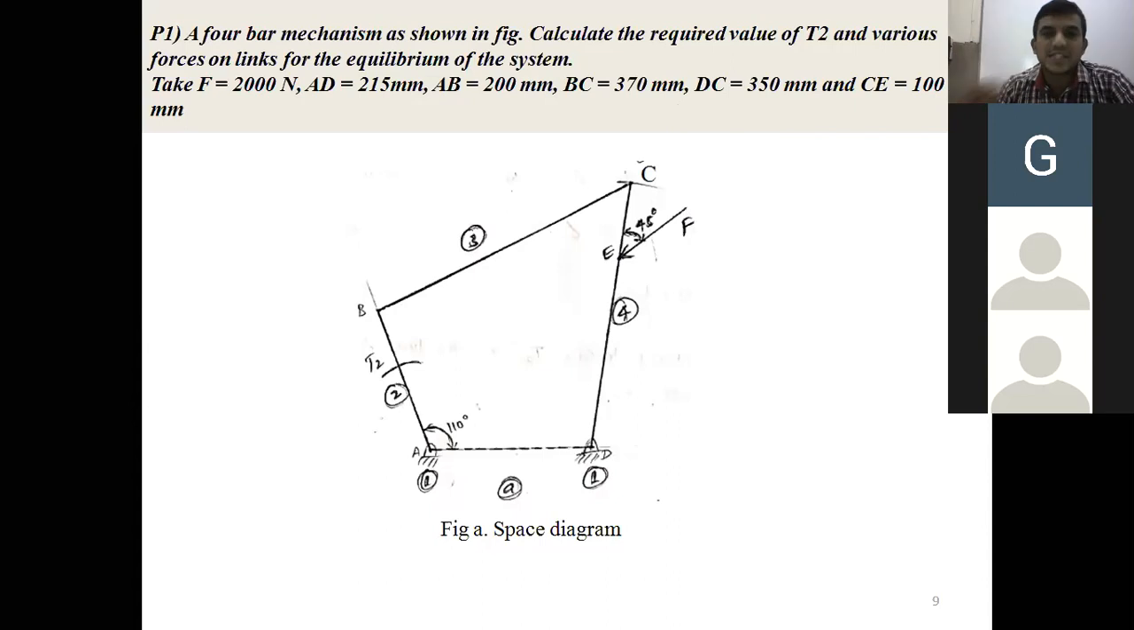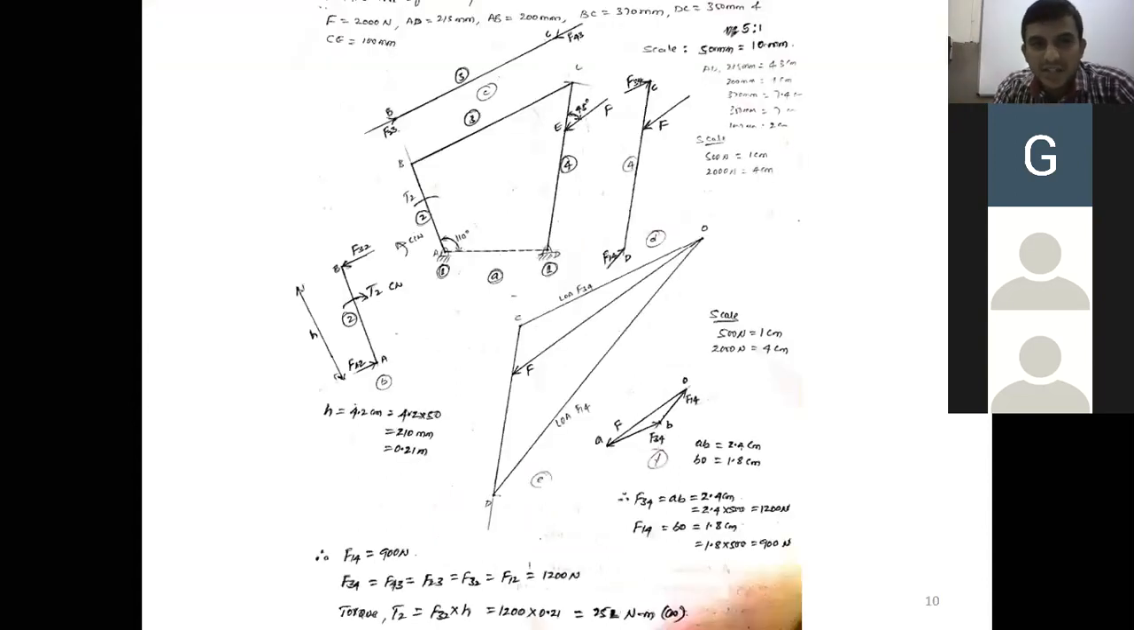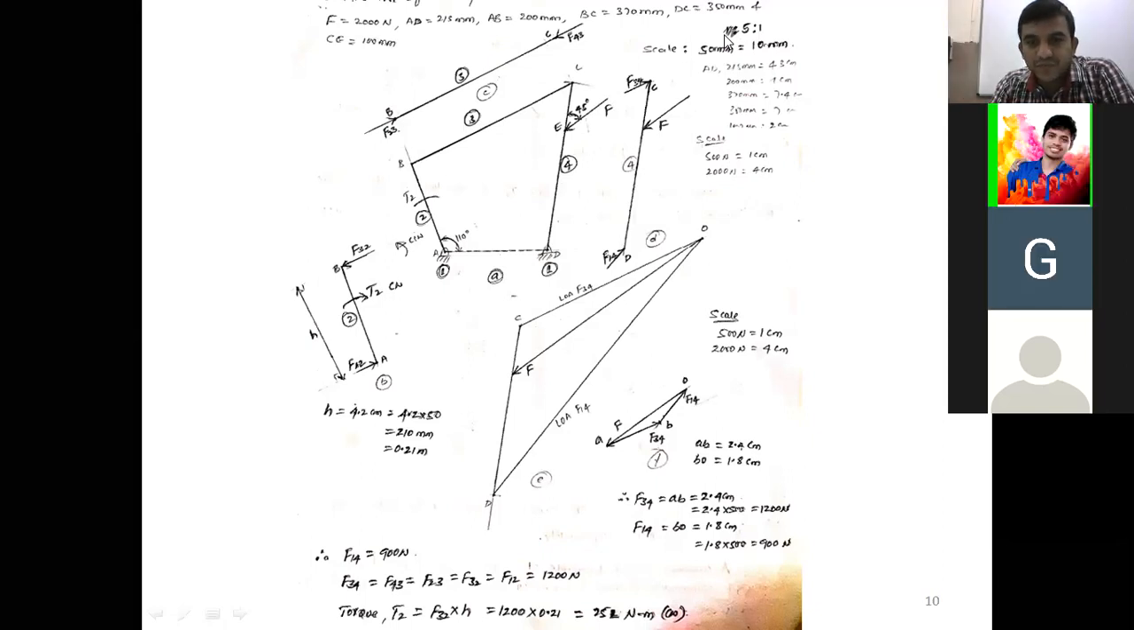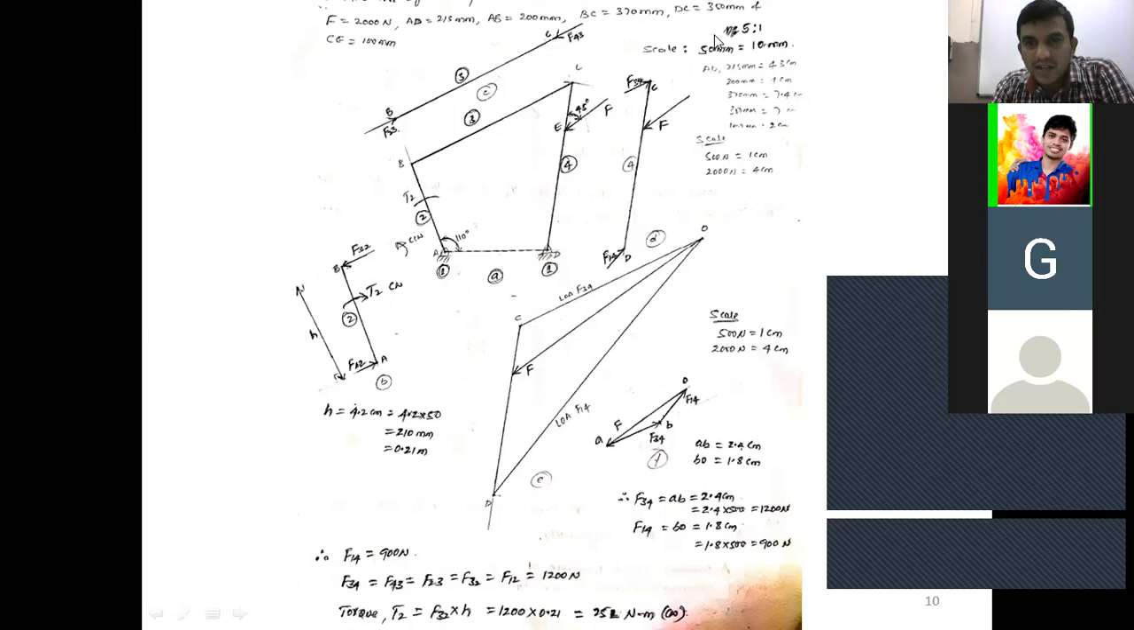Then we'll go for reducing the scale. How do you reduce the scale? I think this slide is visible. Yes, someone has to give the response. Yes, sir. So first, you draw the space diagram by taking a suitable scale. You can see here. Now, what is the scale? Okay, one minute. So, what is the scale we have chosen here?